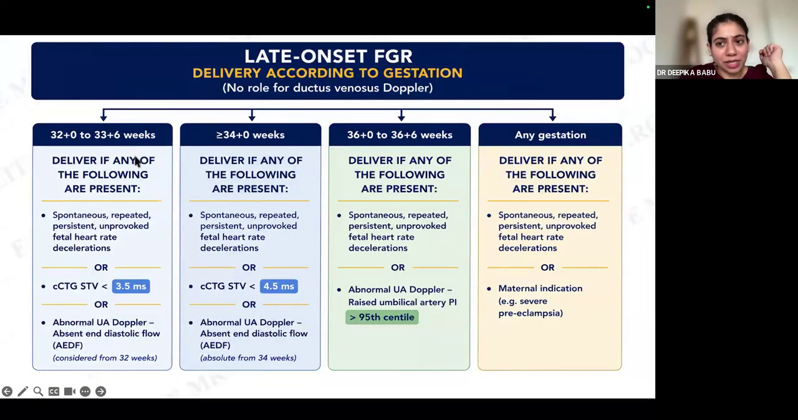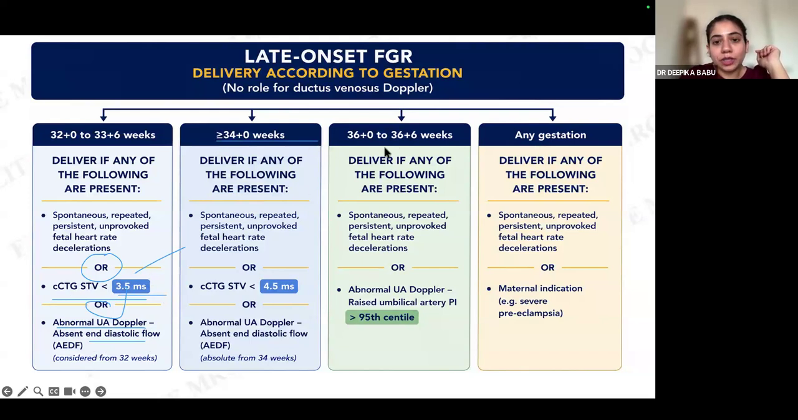Between 32 to 33 plus 6 weeks, we are more interested in the computerized CTG. Less than 3.5, deliver them. The exact case we had today. That is enough. We are not interested in ductus venosus. So computerized CTG short-term variation less than 3.5, deliver them, or abnormal umbilical artery Doppler like absent or reversed end diastolic flow, that is also enough for us to deliver. But that particular patient had a 95th centile, and end diastolic velocities were present, but short-term variation was 3.2. So that itself was an indication for cesarean section.